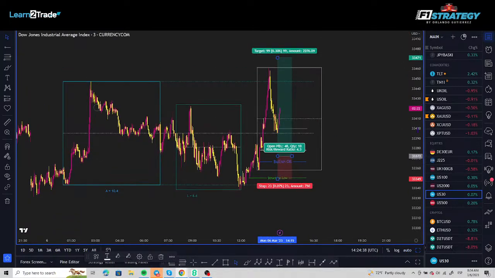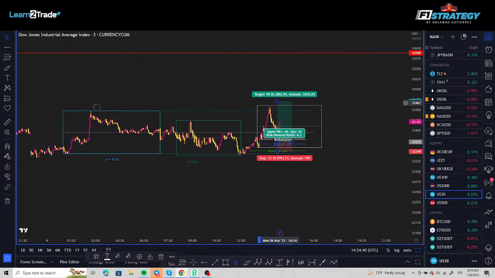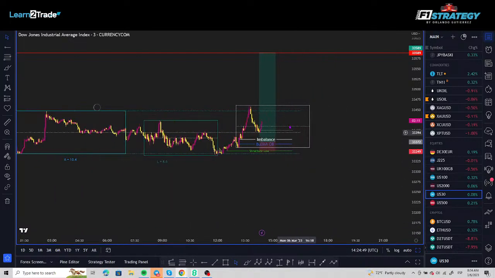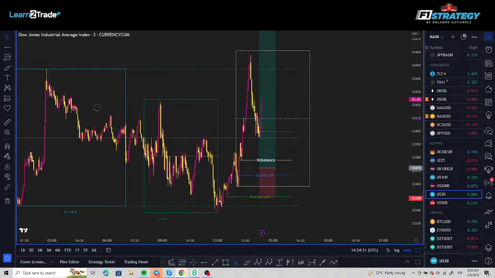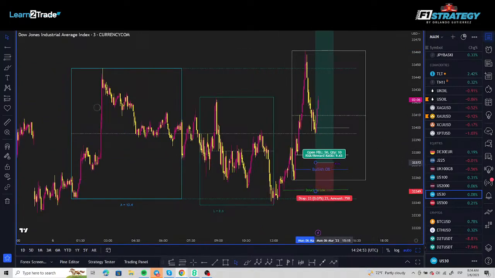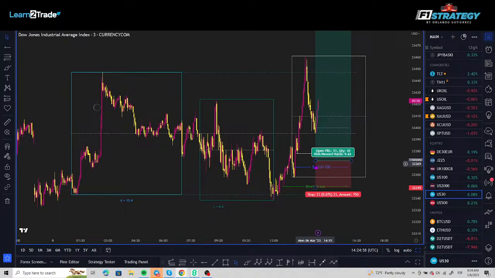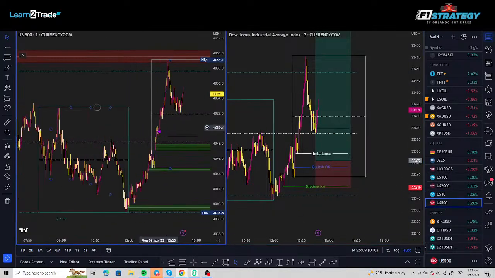So here we go. Targeting this. And this is the thing, guys. We're coming from a very strong up move, right? So we do want to get filled on the breakout of this trade, right? So here we go. That's a 9R. Now we have a similar setup on the S&P 500.